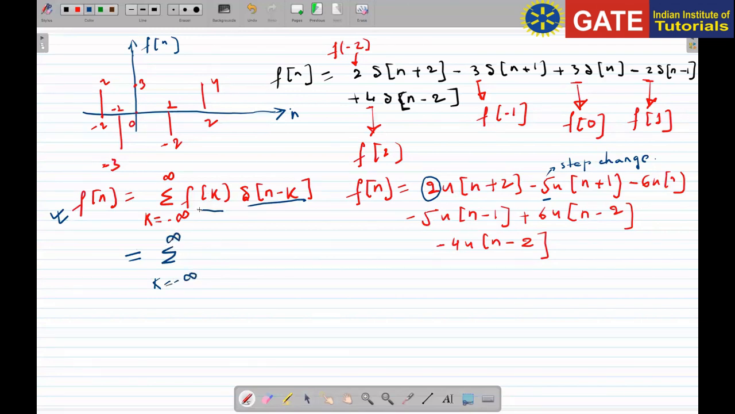This f of k can be written as u of k. Can I write this as u of k? Tell me. Because this is nothing but a step function kind of. See here, the way I have mentioned 2u of n plus 2 minus 5u of n plus 1, this function can be written as u of k del of n minus k. Is this clear or not?